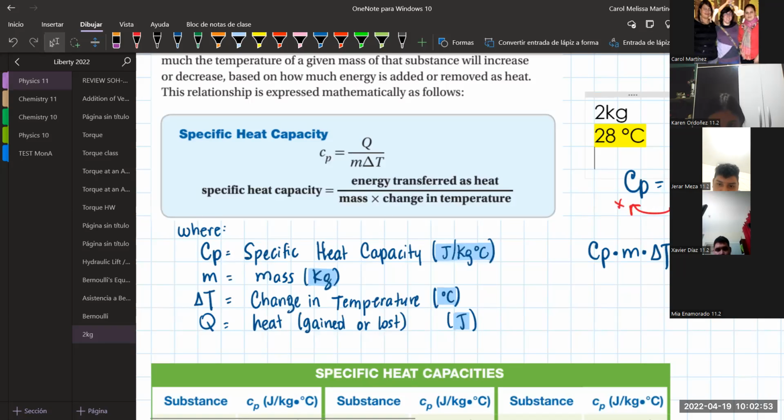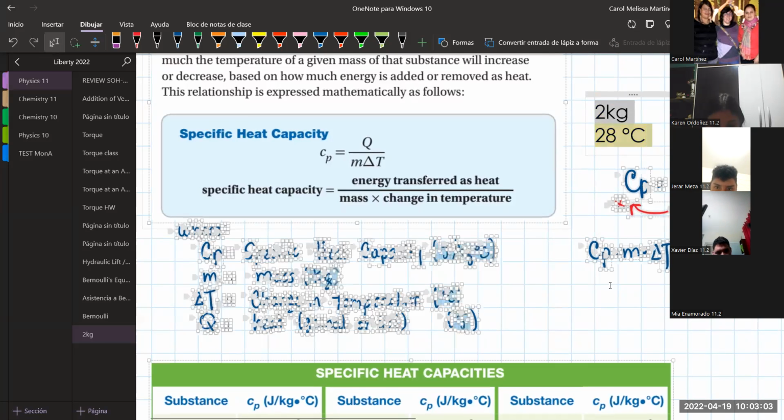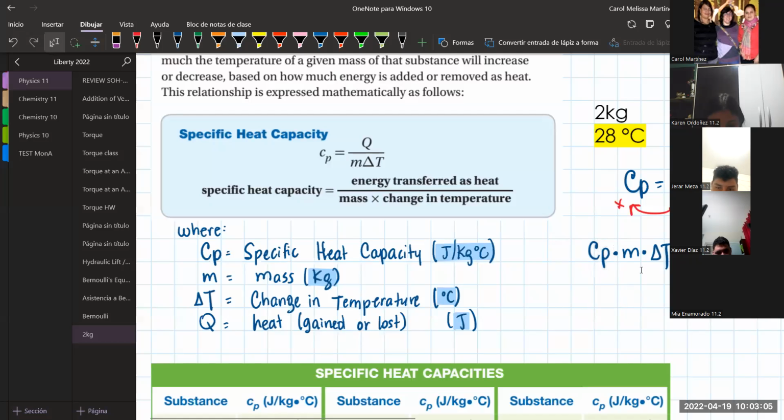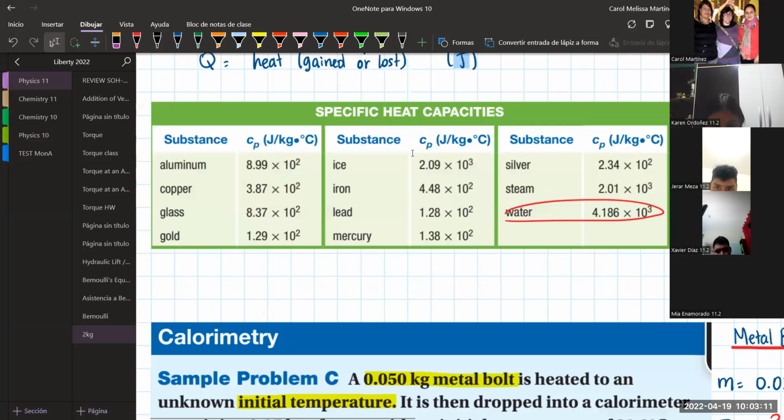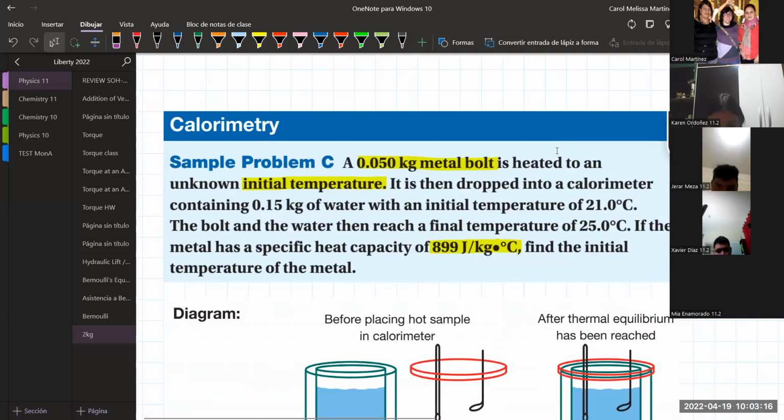So Q in the end, Q or energy, is going to be equal to the specific heat capacity, or Cp, times the mass of the substance times the change in temperature of the substance. And I gave you a table of specific heat capacities.